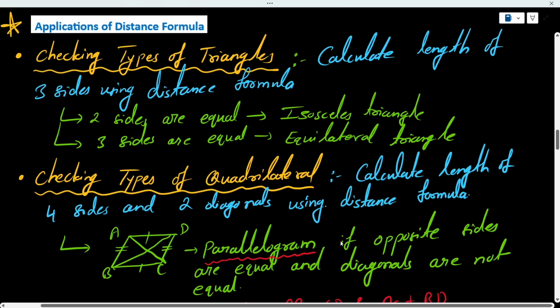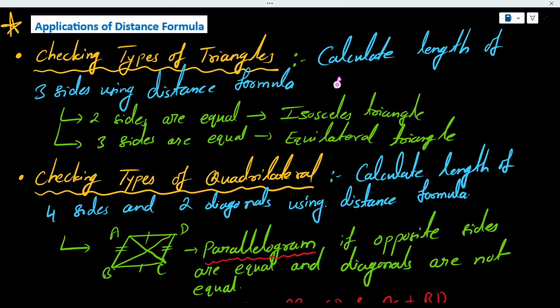Which type of triangle? Whenever a triangle is there, you will get three sets of coordinates. You will find out the length of all the three sides, right? So if there are three coordinates A, B, C, you can find out the length of AB, length of BC, and length of AC. If any two sides are equal, then it will be an isosceles triangle. If all the three sides are equal, it will be an equilateral triangle. If none of the sides are equal, then it will be a scalene triangle.